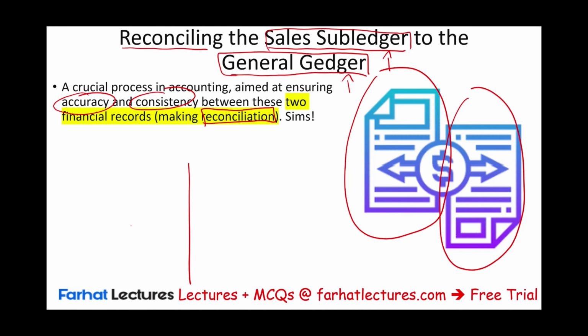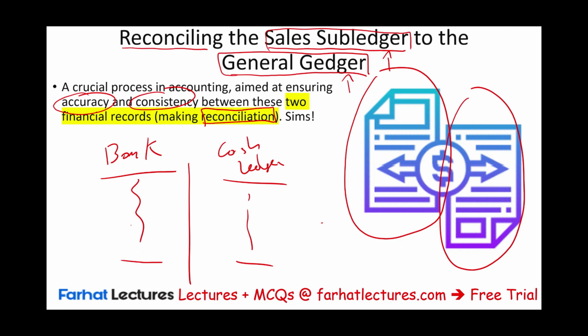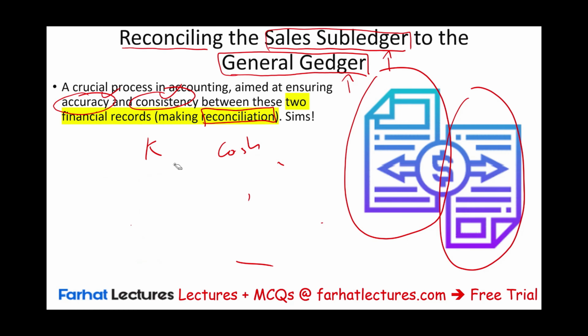Where have you heard this topic before? Well, when we prepared the bank reconciliation, we looked at our bank account, then we looked at our cash ledger, and we reconciled the two. So every time there's a reconciliation, it means you are working with two records, making sure everything on one record is also on the other record. So we are accounting for everything for the purpose of consistency and accuracy. In this session specifically, we're going to be preparing the sales reconciliation, sales subledger to the general ledger.